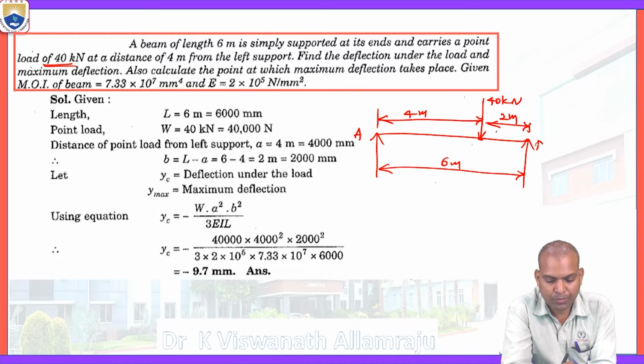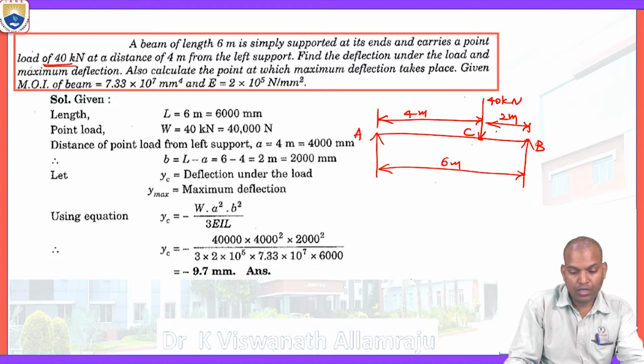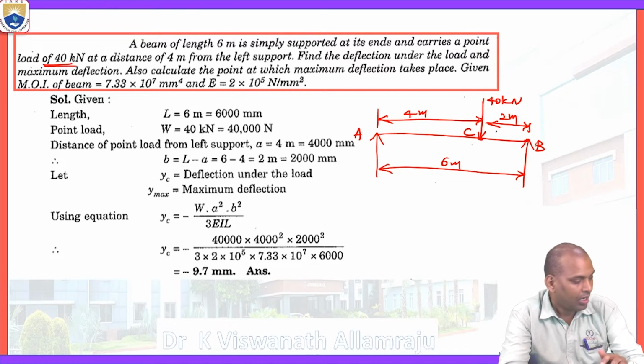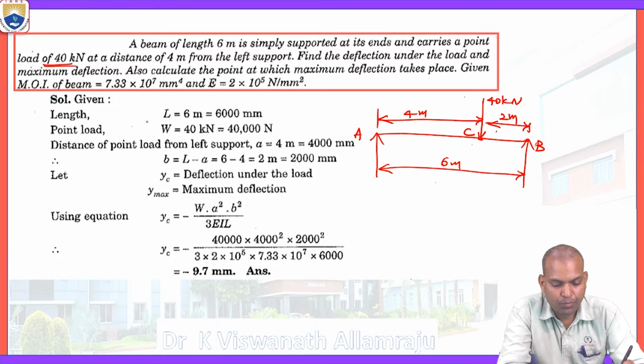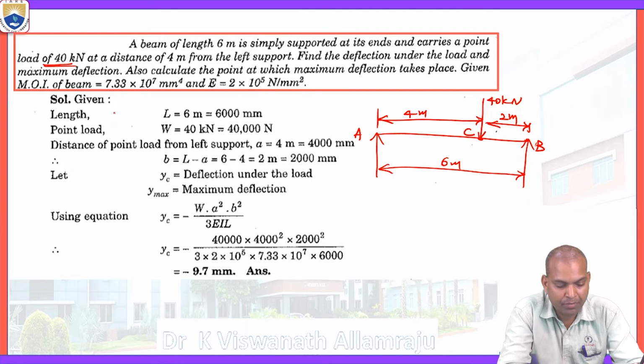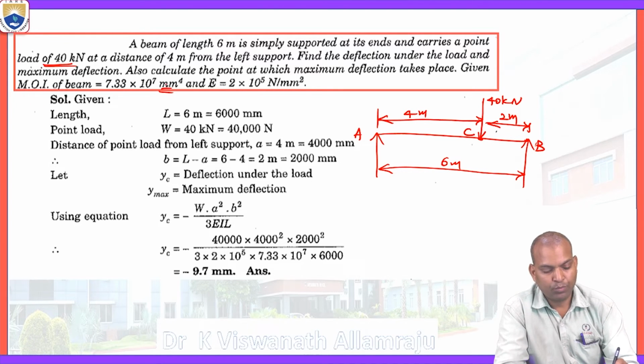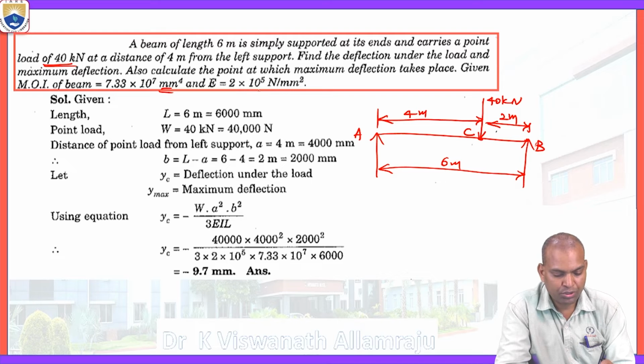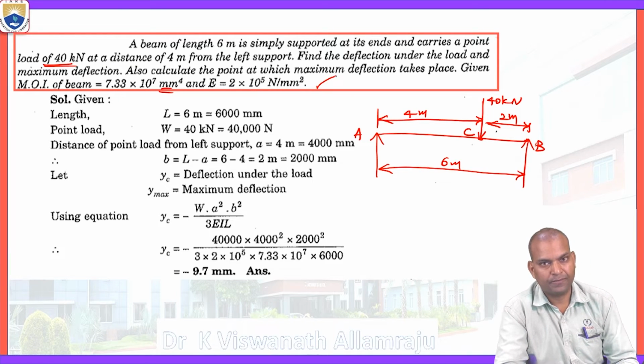Suppose the supports are point A and point B, and the load is at point C. We want the deflection under the load, that is YC, and also the maximum deflection. Also calculate the point at which maximum deflection takes place. Given: moment of inertia of the beam is 7.33 × 10⁷ mm⁴, and modulus of elasticity is 2 × 10⁴ N/mm².